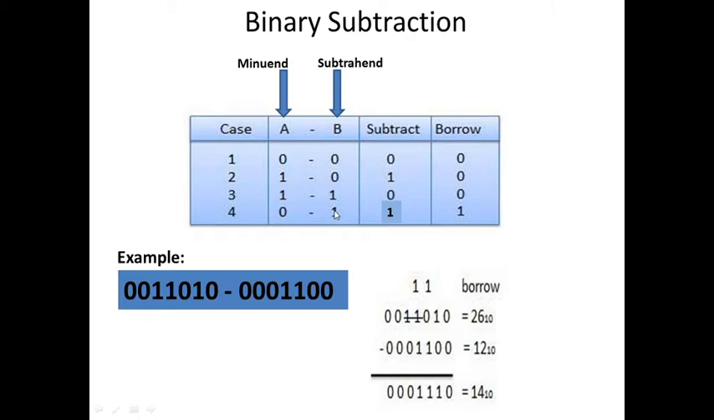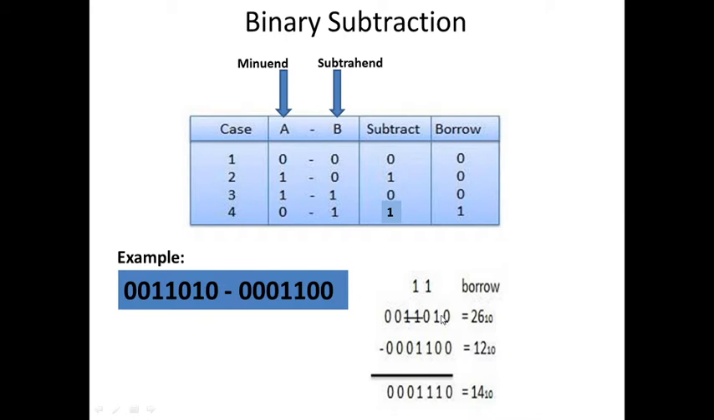Now why is it like this? Because you are subtracting a 1 from 0. It is not possible, so you have to borrow something from the neighbor. So that's why here there is a borrow of 1. That 1 comes here, so it is as good as 1 and 0 minus 1, so this will be 1 and 0, meaning 2. 2 minus 1 is 1, and the borrow in this case is 1. Now let's take the same example.